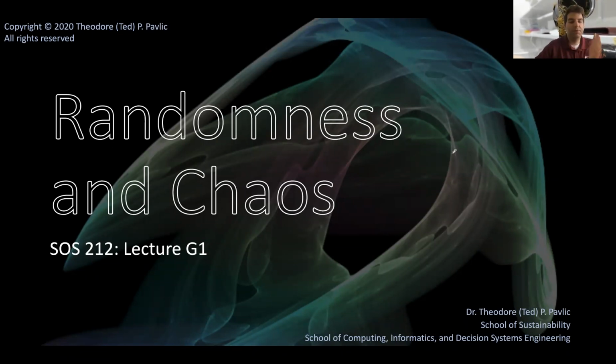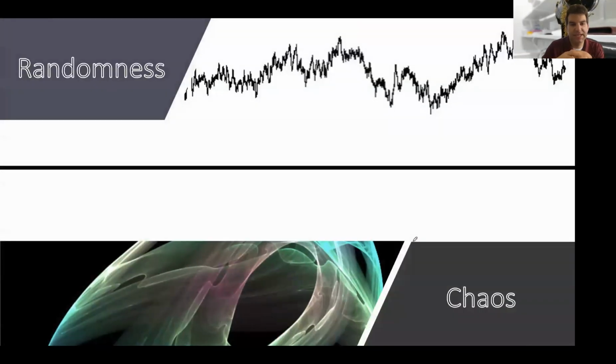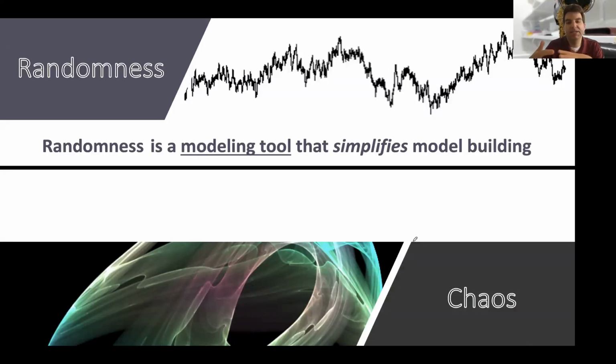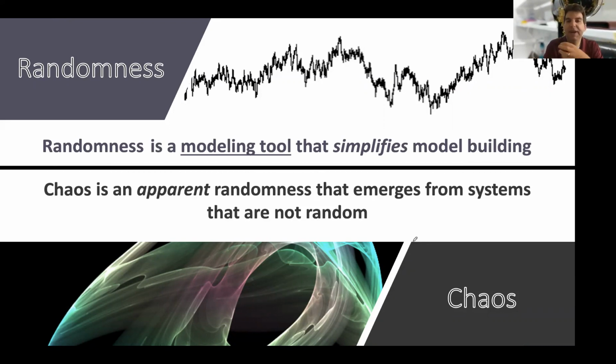Okay, so moving forward then, capping out: we've talked about a couple of different applications, and now we're going to go back to a more theoretical perspective on simulation modeling, which represents two terms that are often related, randomness and chaos, when in reality these are not as directly related as you might think. What we're going to learn about today is how randomness is actually a modeling tool that simplifies model building, whereas chaos is an apparent randomness that emerges from systems that aren't random.